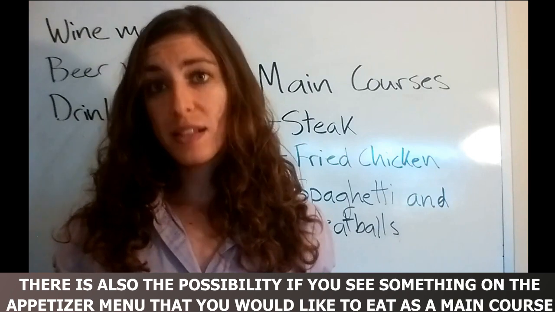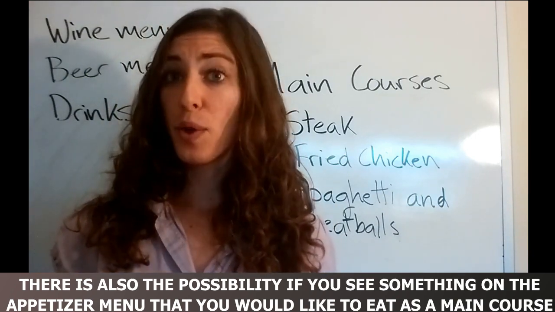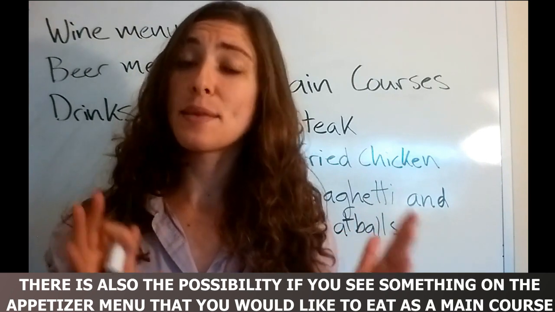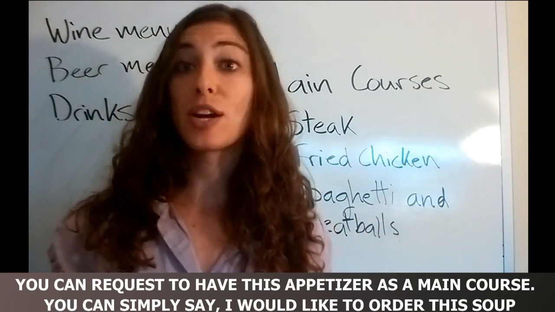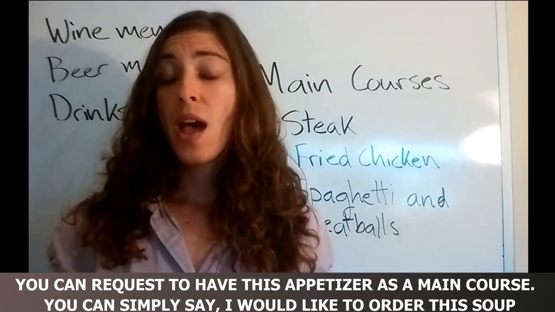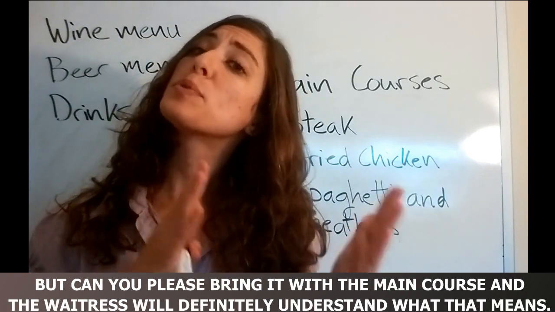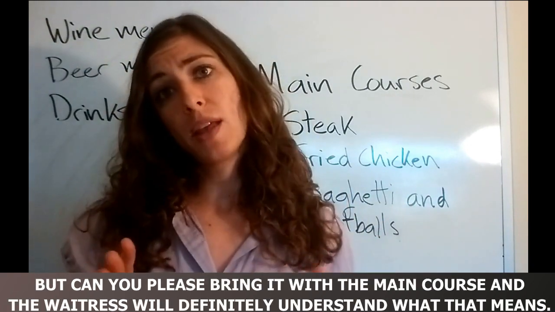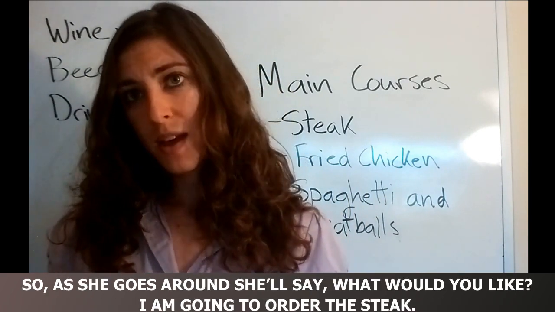There is also the possibility, if you see something on the appetizer menu that you would like to eat as a main course, you can request to have this appetizer as a main course. You can simply say, "I would like to order this soup, but can you please bring it with the main course?" And the waitress will definitely understand what that means.